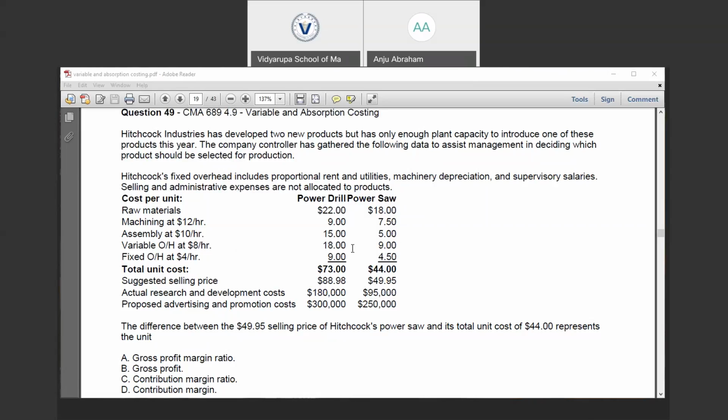So does variable cost include fixed overhead? No, because fixed overhead is a fixed cost. It is not included in either variable manufacturing cost or variable non-manufacturing cost. So this total unit cost represents direct material, direct labor, as well as manufacturing overhead. So what is this total unit cost called? It is called cost of goods sold. So what is the difference between the selling price and cost of goods sold referred to as? Is it contribution margin?